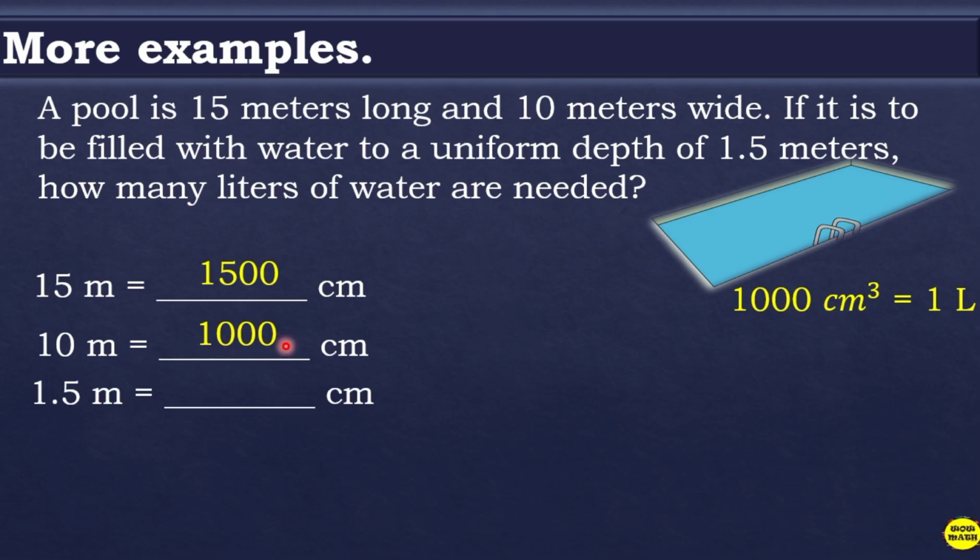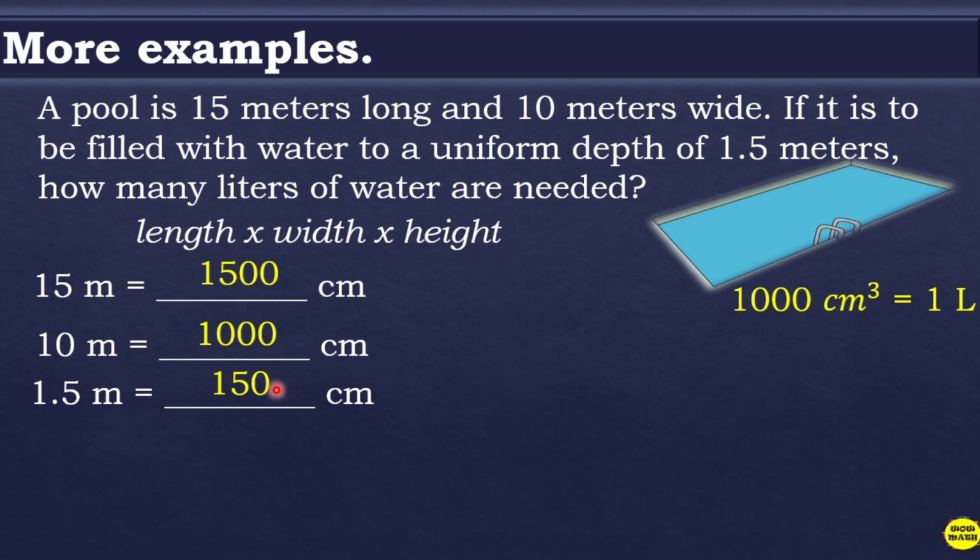And then for 1.5 meters, ito yung lalim. How many centimeters? 2 moves ulit. So, ito yung decimal point mo. 1, 2. So, merong isang bakante. So, that is 150 centimeters. So, from here, 1, 2. So, 150 centimeters po. Now, balikan natin ang formula ng volume.